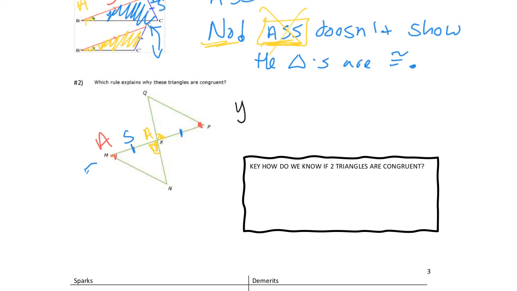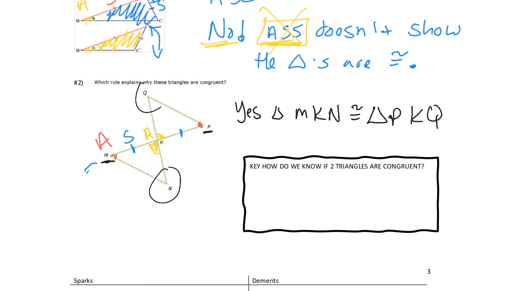So yes, triangle MKN is congruent to triangle. And then again, I started with M, so I'm going to start with P, the blue to K. Okay, so K, and then Q. So just make sure your letters match up, right? The Q are the blank spots, so Q and N is in the same place. Yes, they're congruent by angle, side, angle.